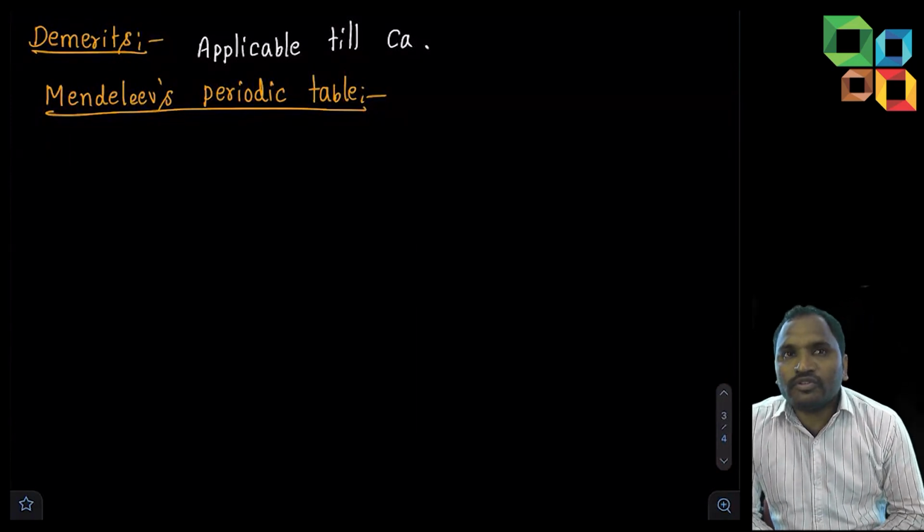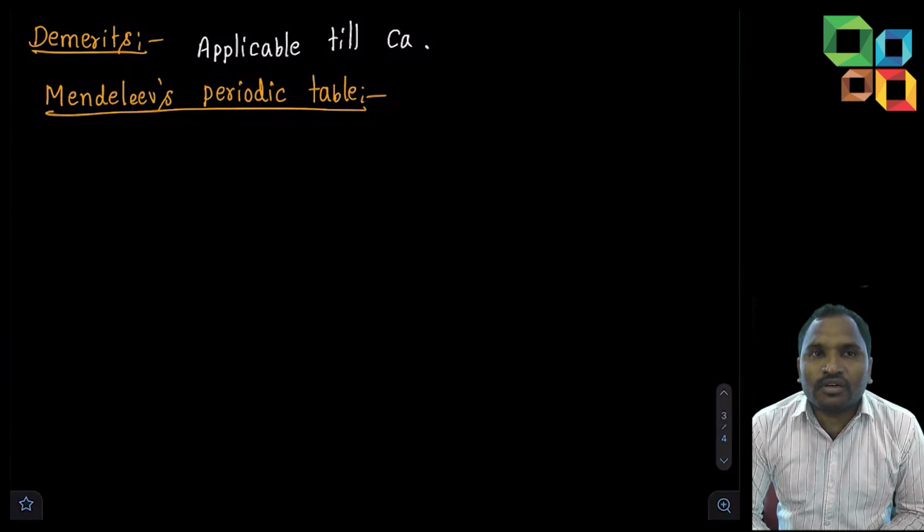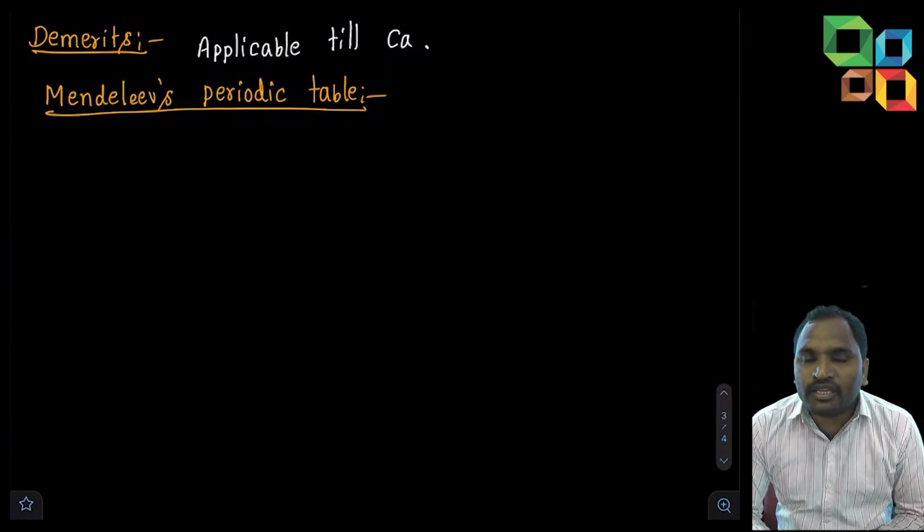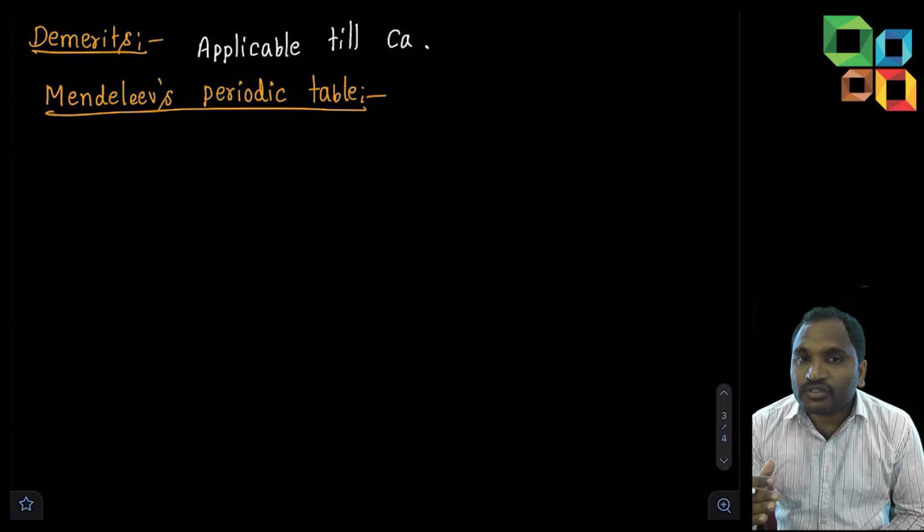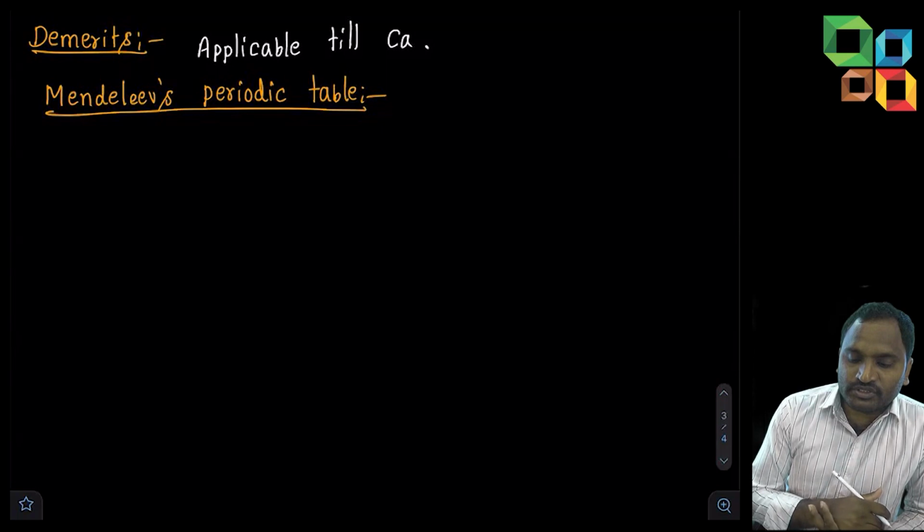I told you, he could arrange only a few elements in triad form, not all elements. And in the octave rule, he also took atomic weight as reference, and he arranged all the elements in increasing order of atomic weights. He observed that every eighth element has the properties of the first element, but only to a certain extent, not more than that. Till calcium only we can observe. Afterwards, the properties will not be repeated. So that was the drawback.